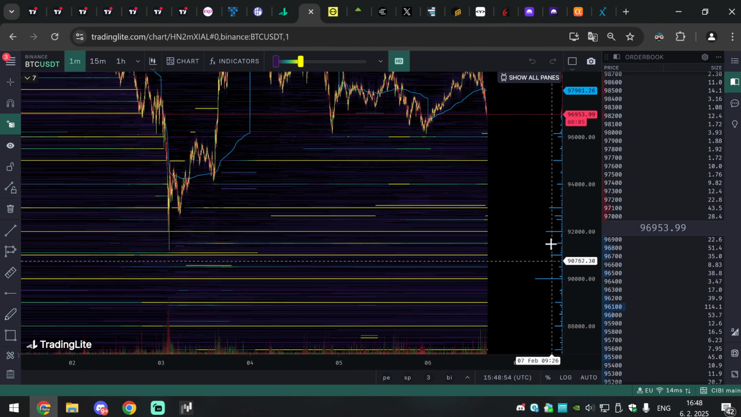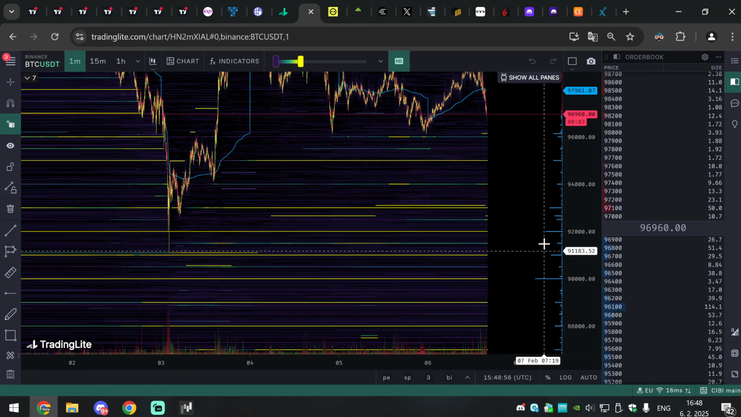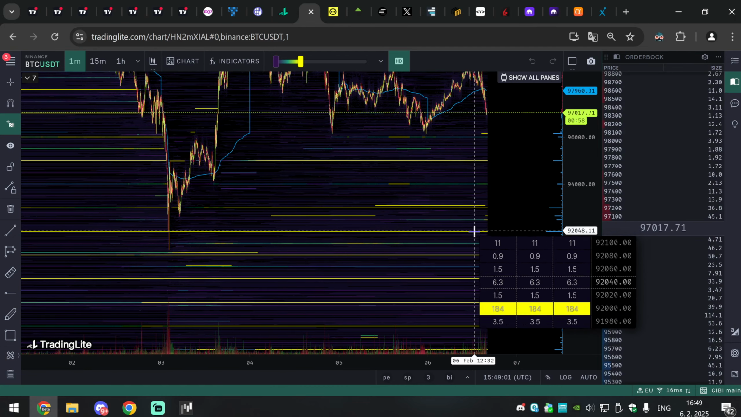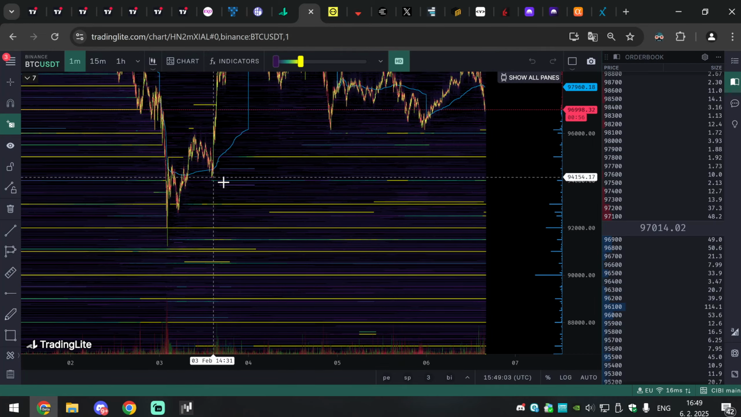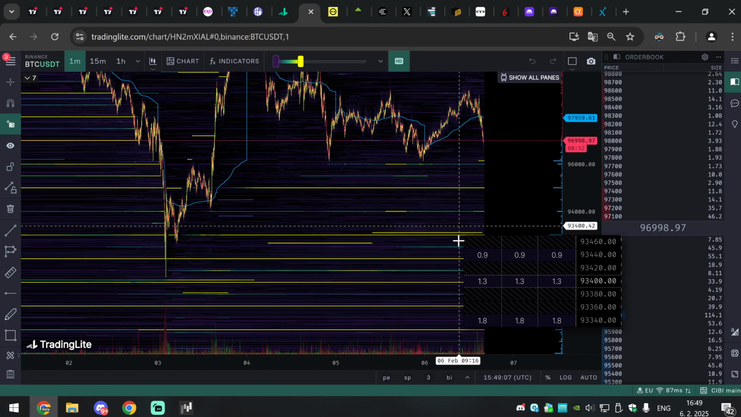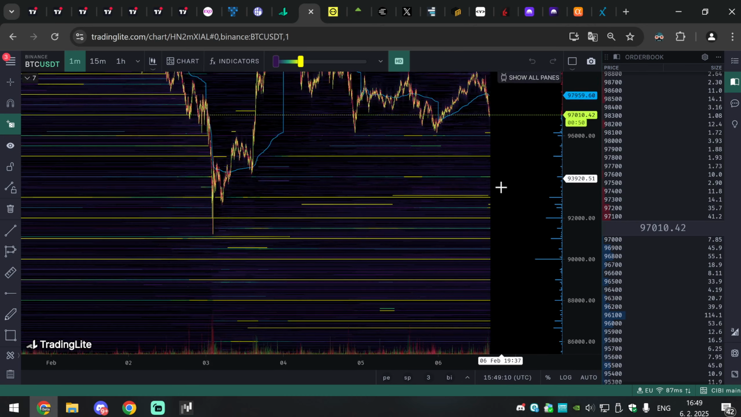This is a really great feature of Tradinglite, so I immediately know whether these walls are equal to each other or not. The lows are still protected on spot markets. Also in the future, if we get the retest, then it's going to be an amazing opportunity, in my opinion, with these people. They will be on our side.